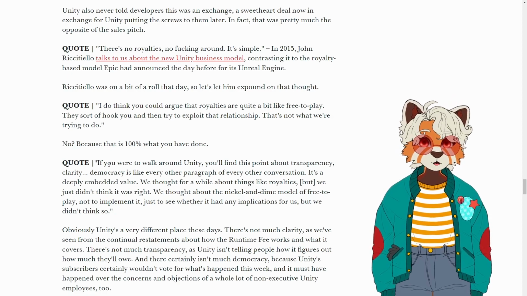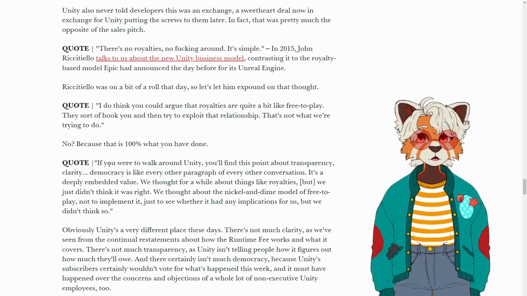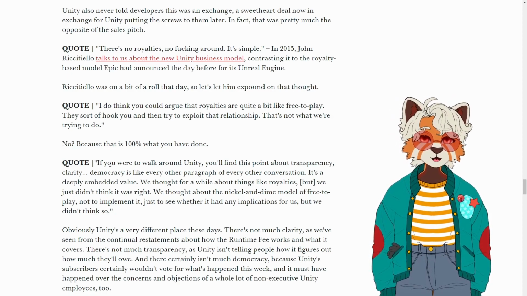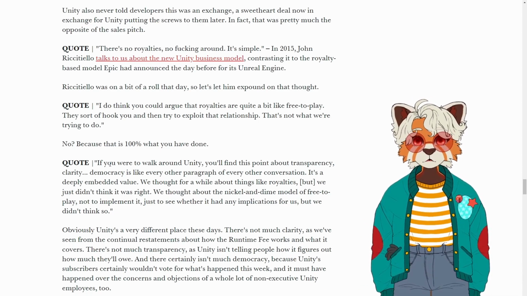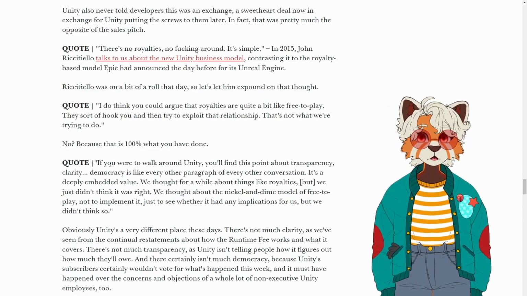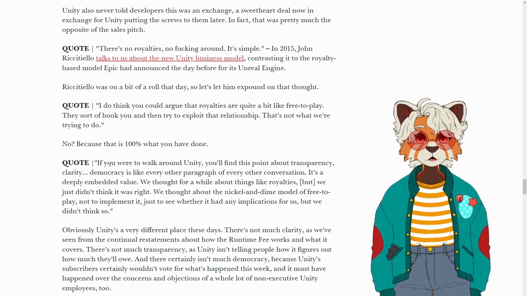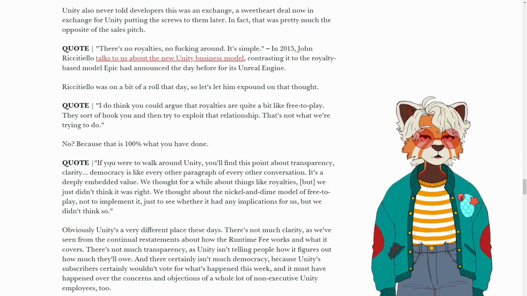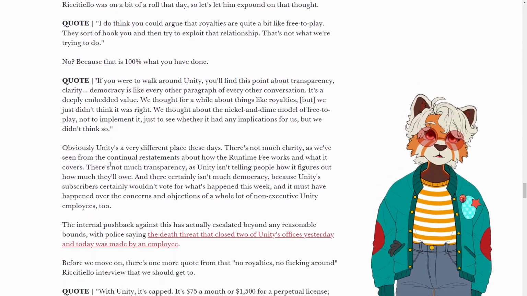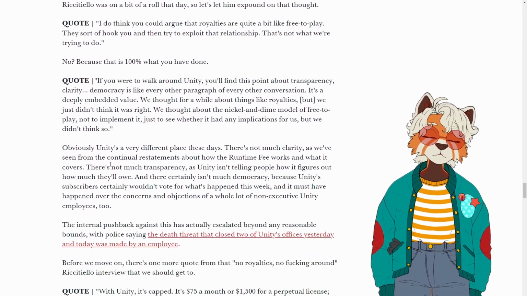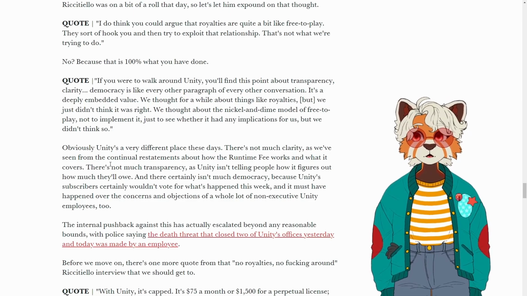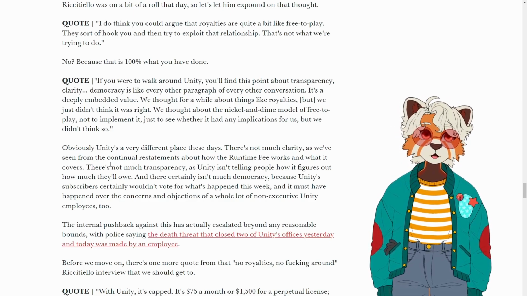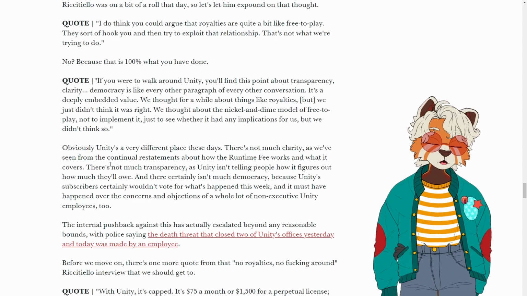"If you were to walk around Unity, you'll find this point about transparency, clarity, democracy is like every other paragraph of every other conversation. It's a deeply embedded value. Thought for a while about things like royalties, but we just didn't think it was right. We thought about the nickel and dime model of free-to-play, not to implement it, just to see whether it had any implications for us, but we didn't think so," end quote. Unity themselves will say we've been operating at a loss, so it's time for the developers to give back to us. That's not how this works.